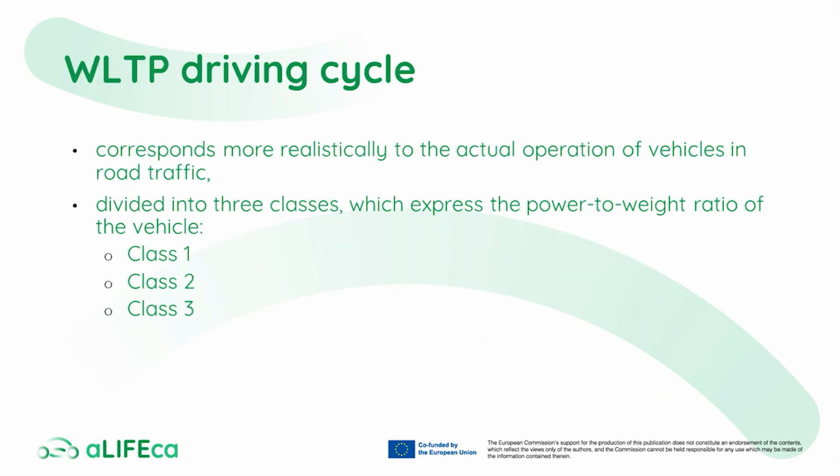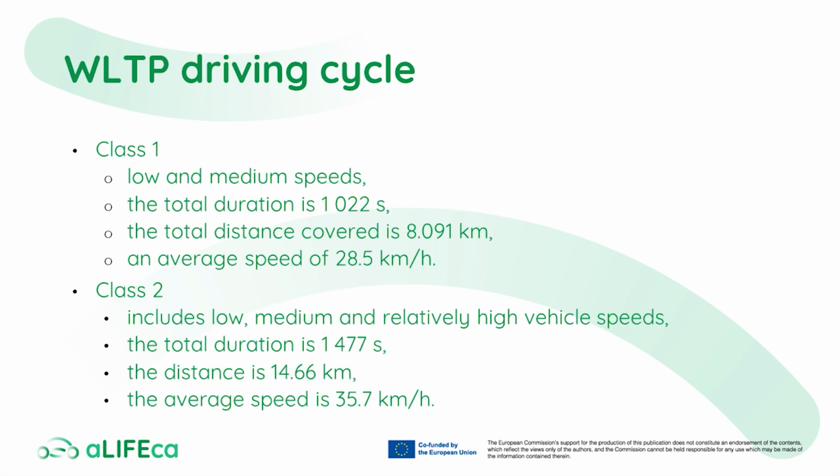World Harmonized Light-Duty Vehicles Test Procedure, or WLTP, is very realistic because it corresponds to actual operating conditions of vehicles in road traffic. This cycle is divided into 3 classes, which express the power-to-weight ratio of the vehicle. The cycle for Class 1 consists of low and medium speeds. The total duration is 1022 seconds. The total distance covered is 8.091 kilometers with an average speed of 28.5 kilometers an hour.